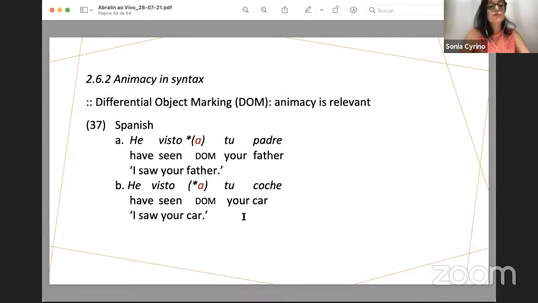So now we turn to what happens with animacy. What's animacy in syntax? It's very much studied, the fact that in differential object marking, for example in Spanish, animacy is relevant. So in Spanish, if you say "he visto tu padre," this is ungrammatical. You have to have "a," right? The marking here: "He visto a tu padre." But if you have an inanimate complement object, then you don't use "a." You don't mark the object because it's inanimate.